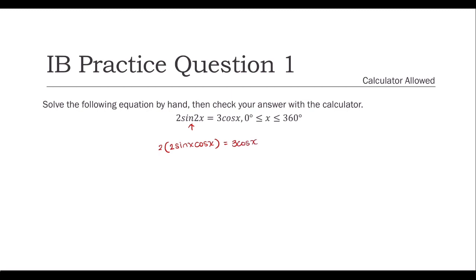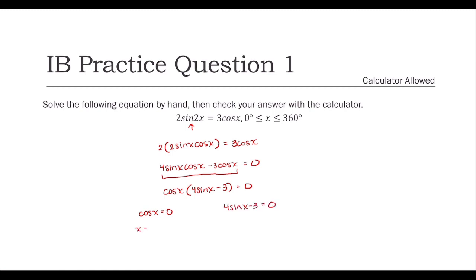We'll move everything over to one side. So we have 4 times sine of x cosine of x minus 3 cosine of x equals 0. We can factor out a cosine of x from this side. So we have cosine of x times 4 sine of x minus 3 equals 0. So now we can set each component separately equal to 0. So our cosine of x can equal 0, or our 4 sine of x minus 3 can equal 0.